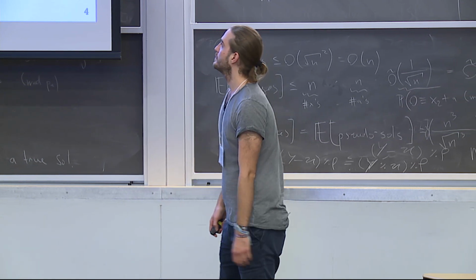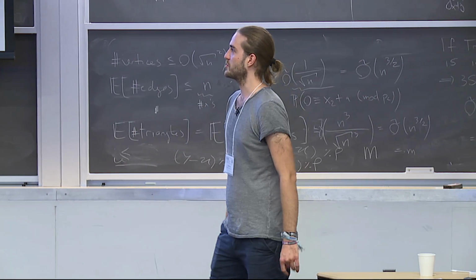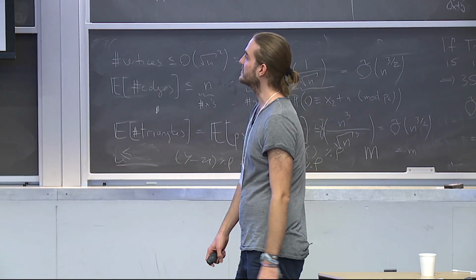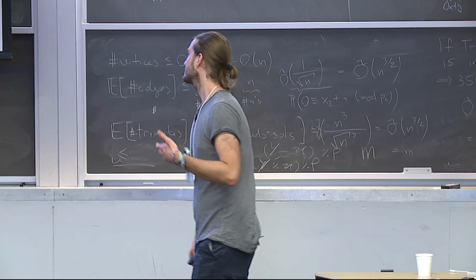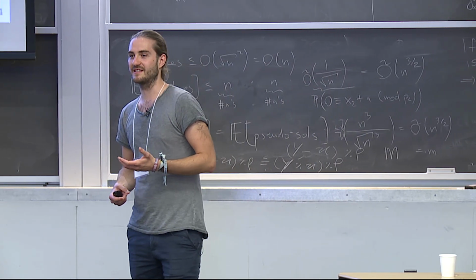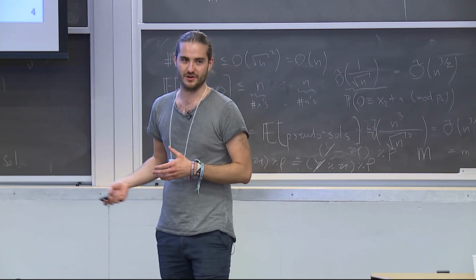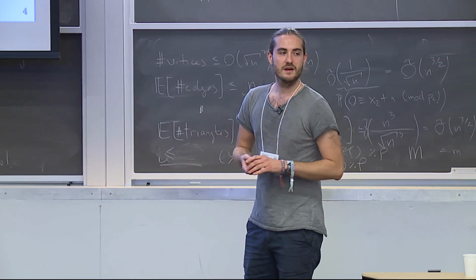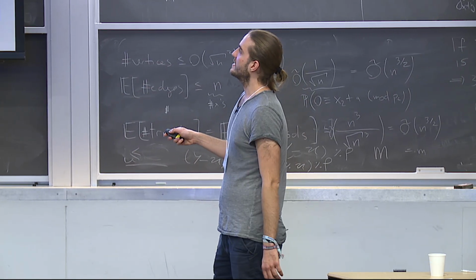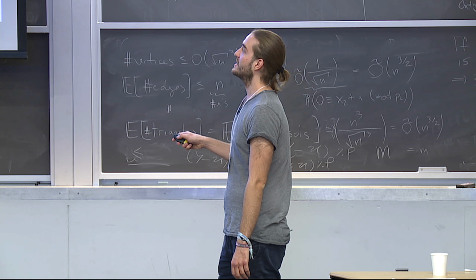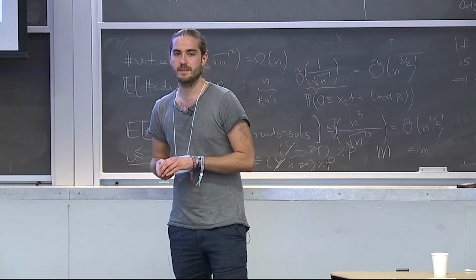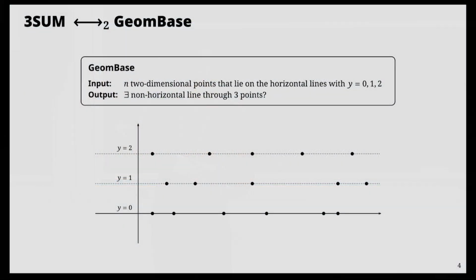Let's start. This is the first geometric problem we have to consider. It's called GeomBase, basically only because it's the base problem for all the geometric reductions that we'll see in a bit. And the claim is that it's a subquadratically equivalent problem to 3SUM, in the sense that if one is in subquadratic time, then the other one is. So GeomBase is defined like this.